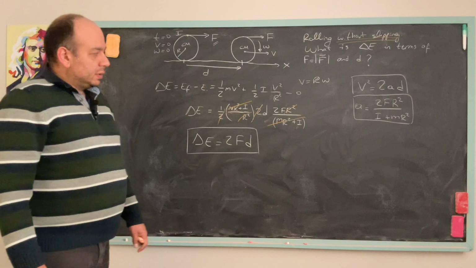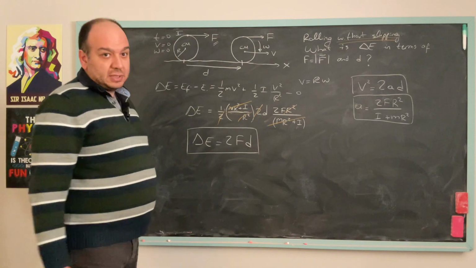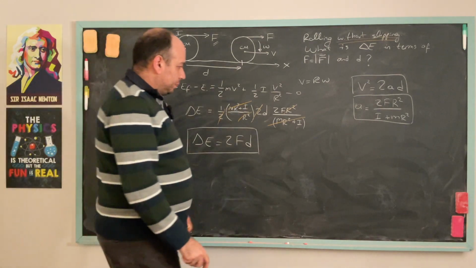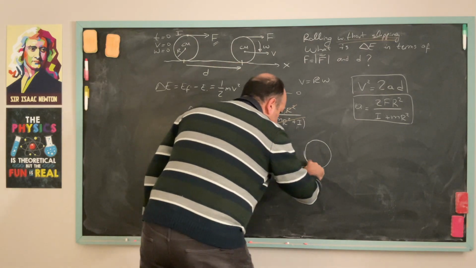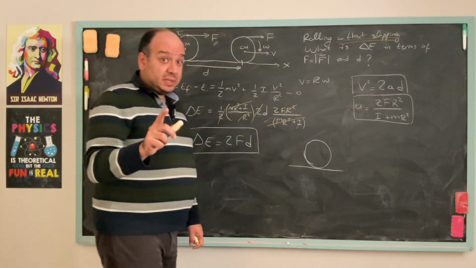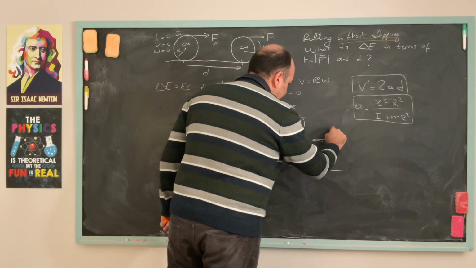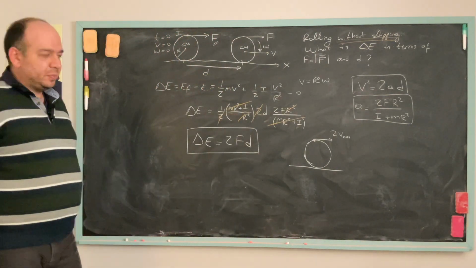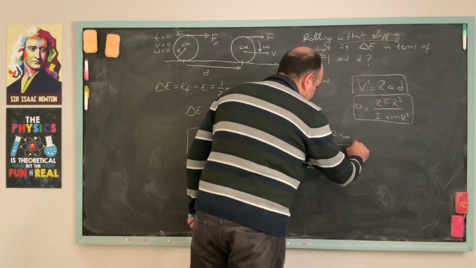The answer is all about the definition of power and how this force is acting on the system. As you may recall from our rolling motion chapter, for rolling motion without slipping, at any given time t, the point at the top here will have some speed, which is going to be twice as much as the center of mass speed, right? And the force is actually acting right here.